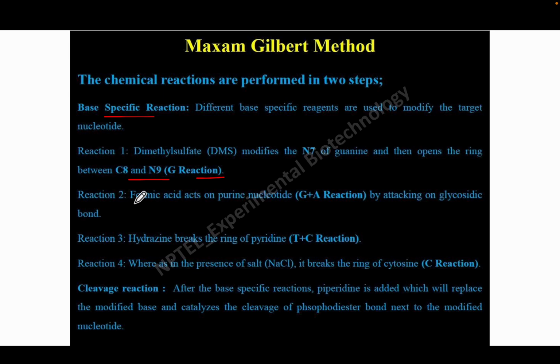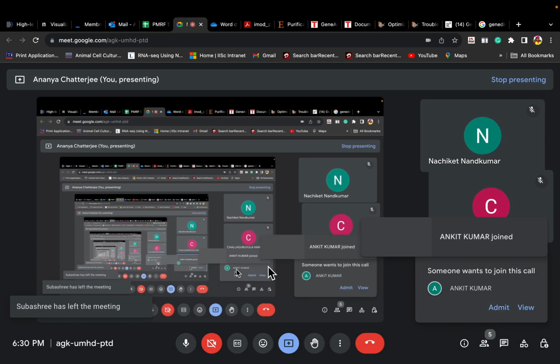G reaction. Reaction 2. Formic acid acts on purine nucleotides, the G plus A reaction, by attacking the glycosidic bond. Reaction 3. Hydrazine breaks the ring of pyrimidines, the T plus C reaction. Reaction 4, whereas in the presence of salt, it breaks the ring of cytosine. Cleavage reaction. After the base-specific reaction, piperidine is added which will replace the modified base.